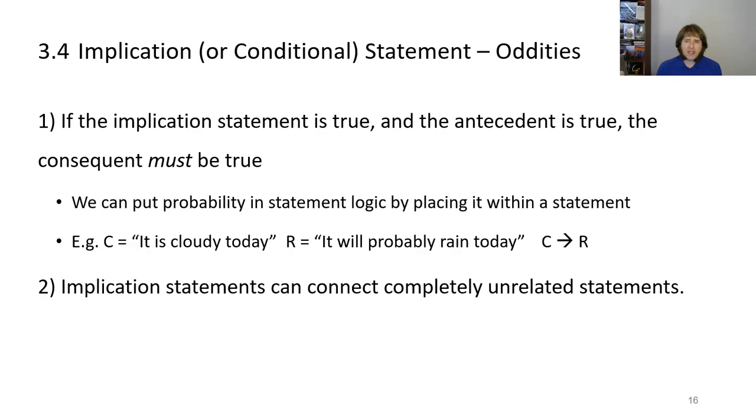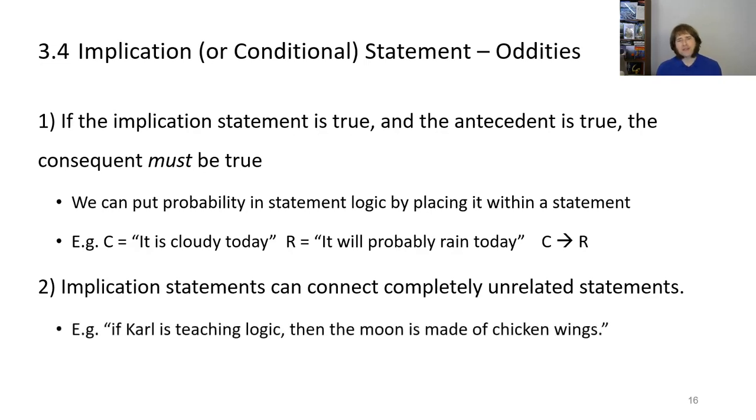Okay, second oddity about implication statements. They can connect completely unrelated statements or events. So look, if Carl is teaching logic, then the moon is made of chicken wings. What do those two things have to do with each other? Nothing. Nothing at all, right? It doesn't mean anything. The fact that I'm teaching logic right now doesn't tell us anything about what the moon's made of. It doesn't make the moon be made of anything. It doesn't make it true that it's made of chicken wings, right? They're just two completely unrelated things.